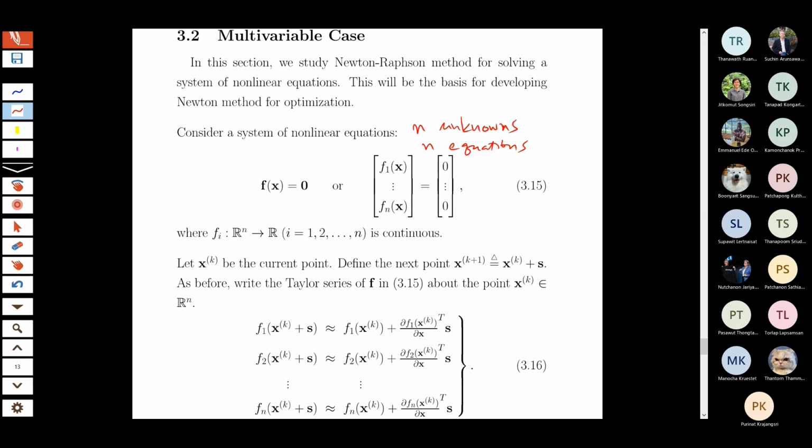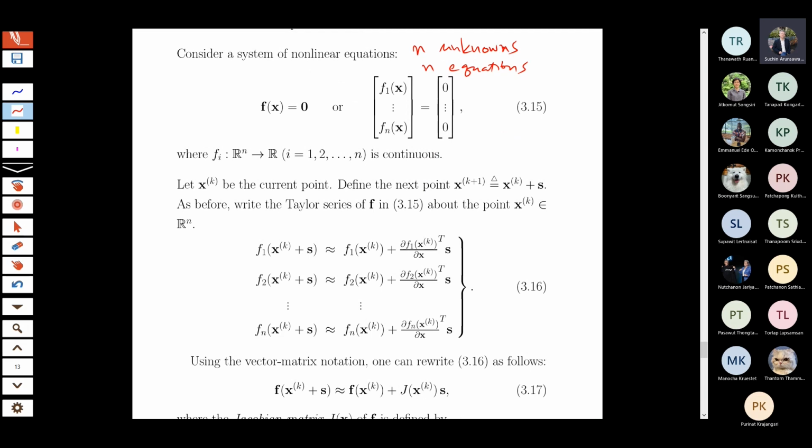So for each i, fi is a real-valued function of n variables. And here we assume that fi is continuous. So f is a vector of continuous functions. You will notice that many of the properties we derive in this course require the continuity property.